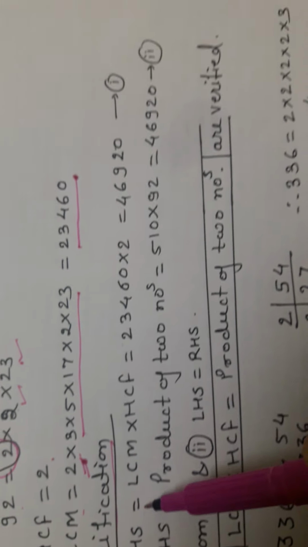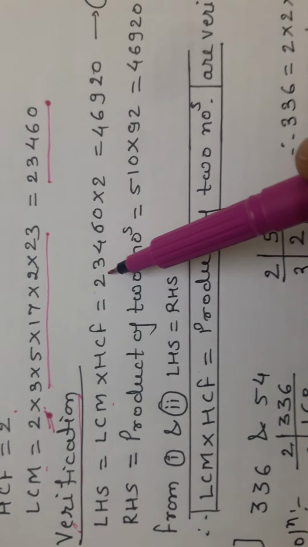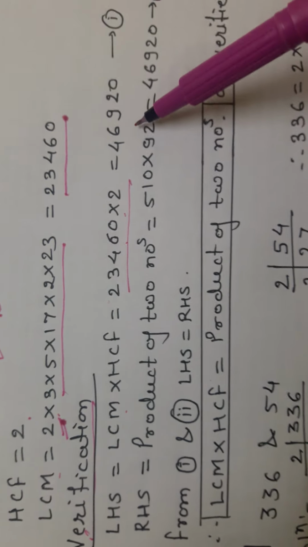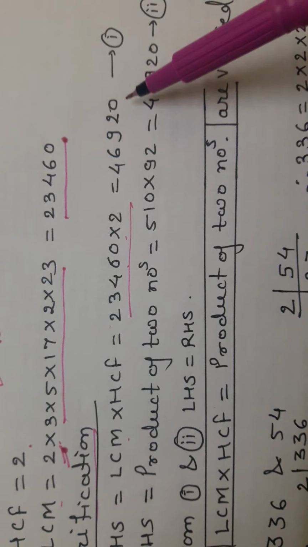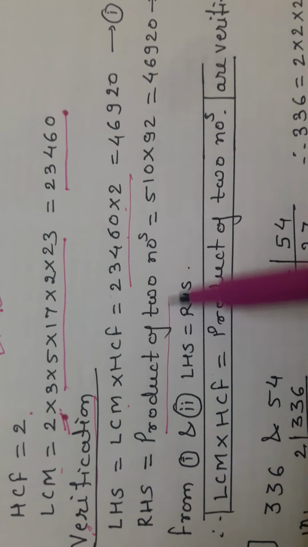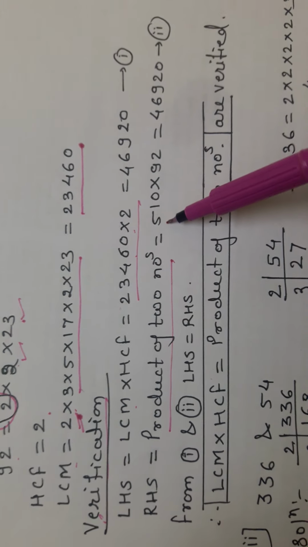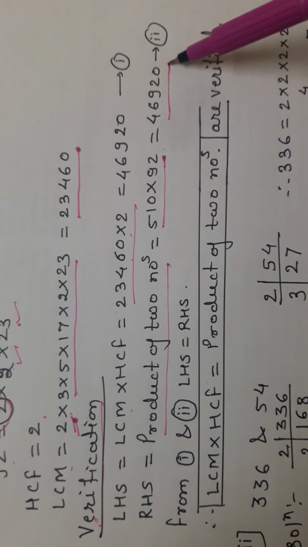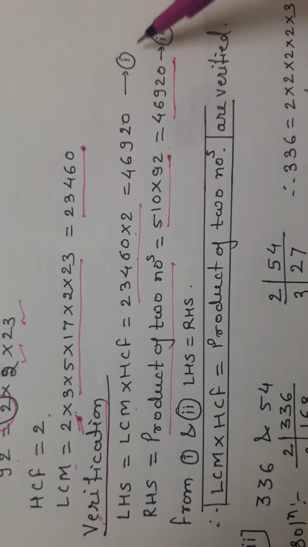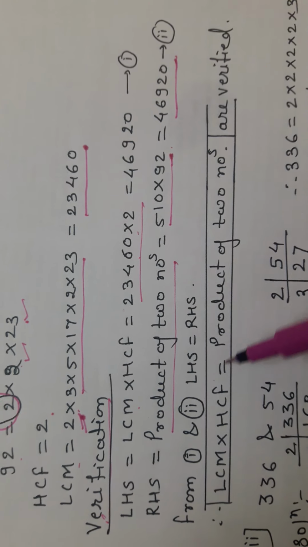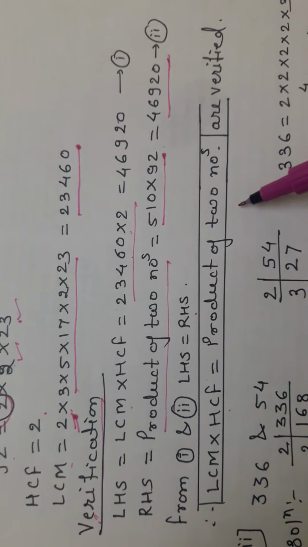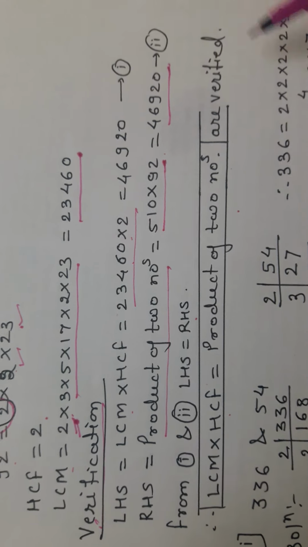Verification. LHS, LCM into HCF, which is equal to 23,460 multiplied by 2. We got 46,920. RHS, the product of the two numbers. The two numbers are 510 into 92. We got 46,920. From 1 and 2, we got LHS is equal to RHS. Therefore, LCM into HCF is equal to the product of the two numbers is verified.